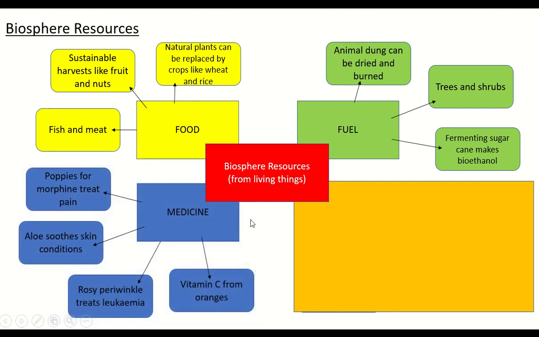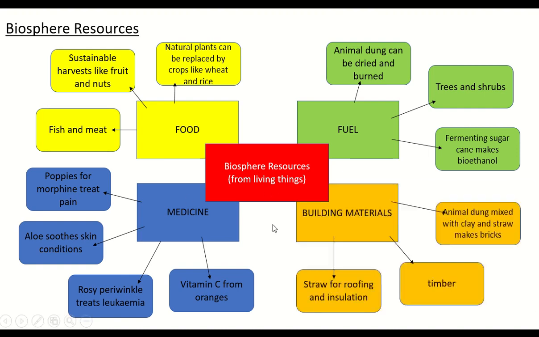A lot of the rainforests provide us with lots of medicines that we still use today. But even more simply than that, opium poppies have morphine, which helps treat pain. Back in Sherlock Holmes days, they used to get quite addicted to that. Aloe vera soothes skin conditions, and again we still use that in lots of skin products today. Something called the rosy periwinkle is a plant that you'd find in the rainforest, which actually helps treat leukemia, which is a sort of brain cancer. And even just something as simple as vitamin C from oranges is really, really good for us as humans in terms of medicine. And then lastly, building materials.